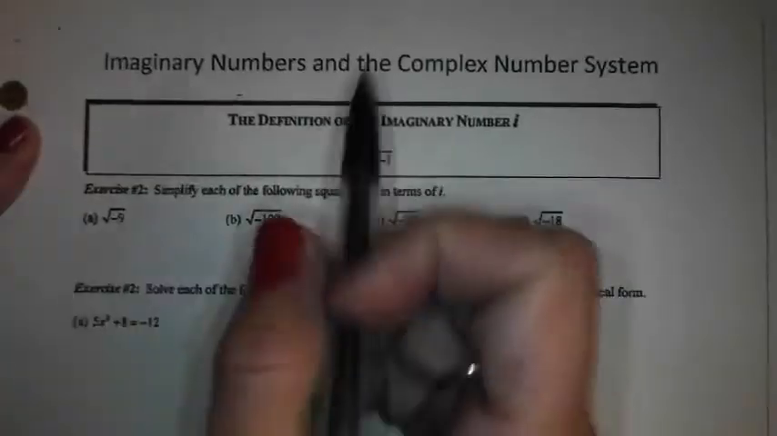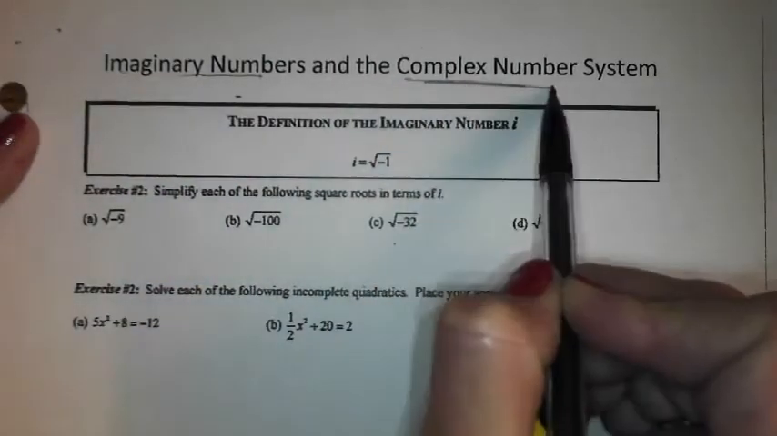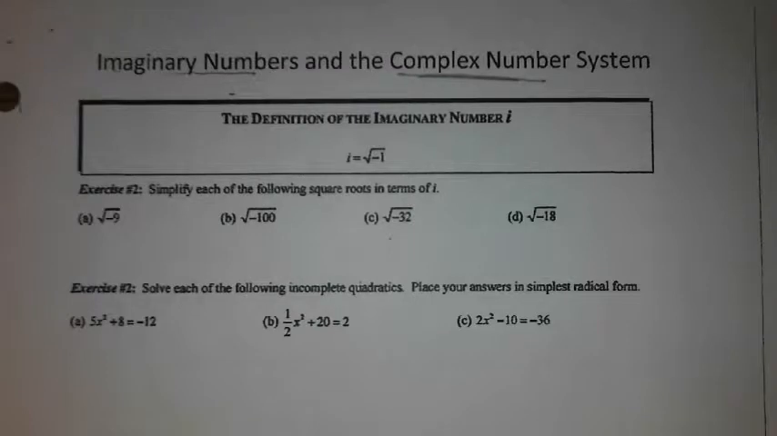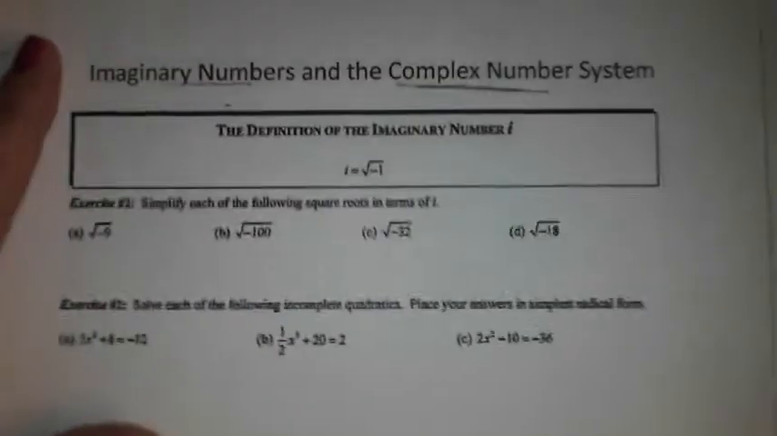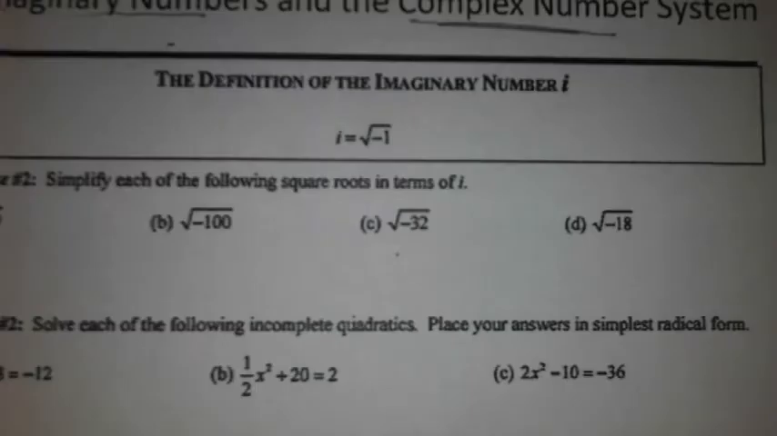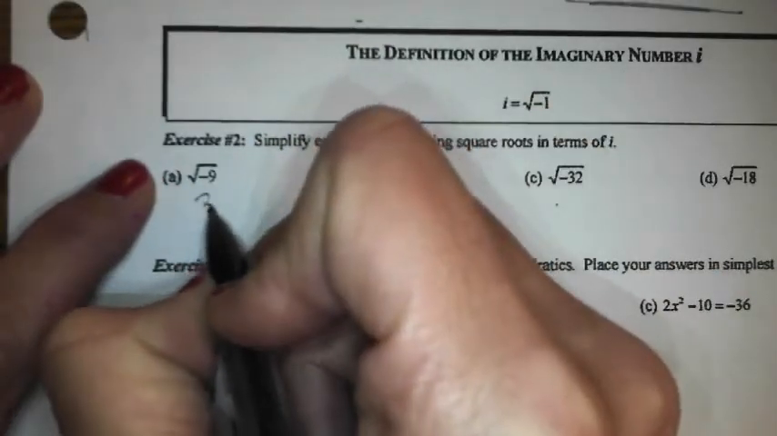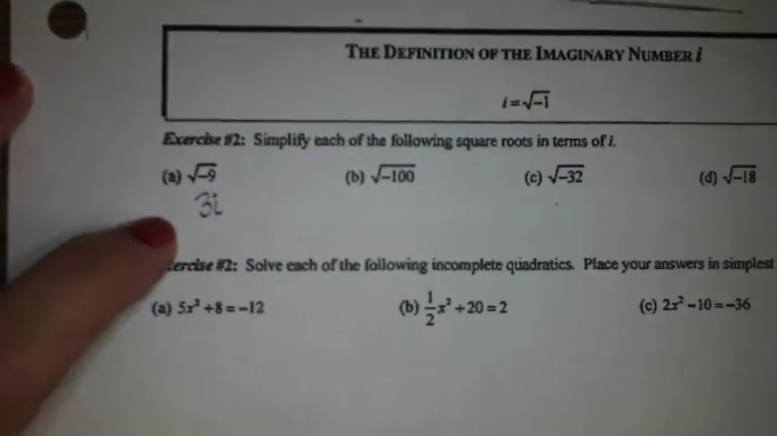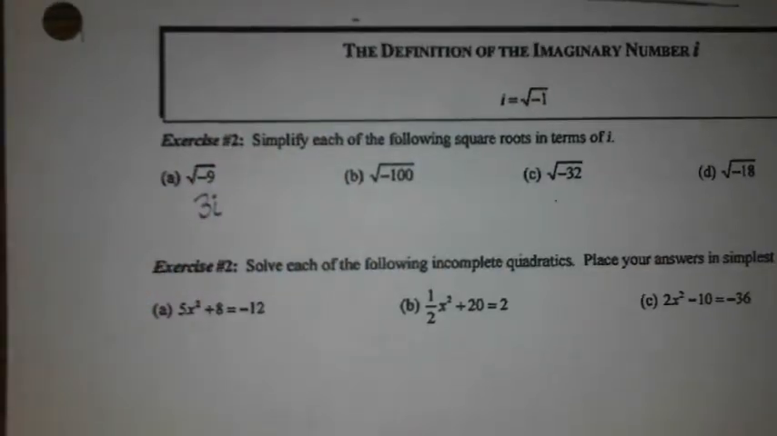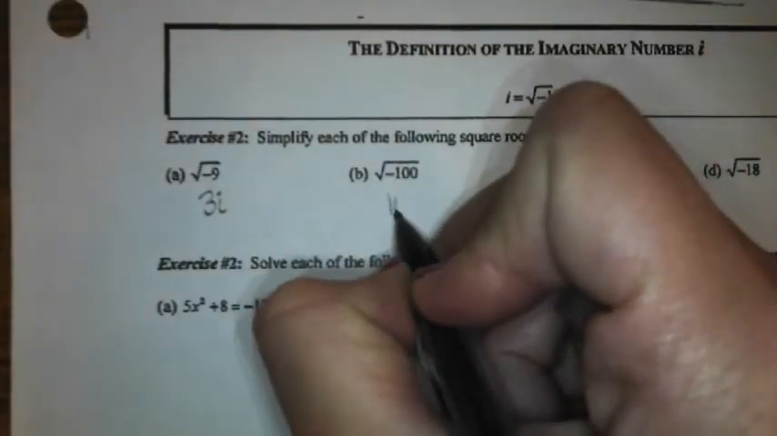The definition, first of all: imaginary numbers and complex numbers are the same thing. So if you see "write your answer as a complex number" or "write your imaginary answers," it means really the same thing. So the definition of an imaginary number is this: i, which we will use a lot, means the square root of negative 1. Okay? So when it comes time to simplify something like the square root of negative 9, the square root of 9 is still 3, but because there's that negative there, it's going to be 3i. The square root of negative 100 is 10i.